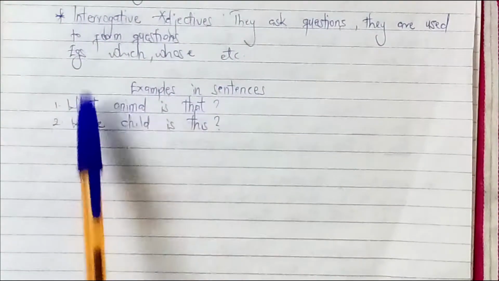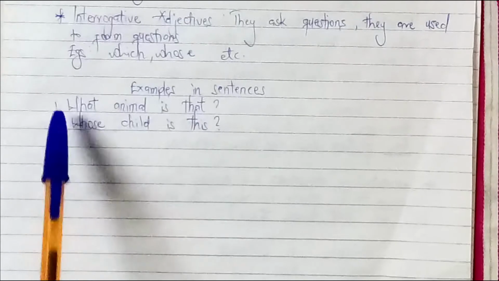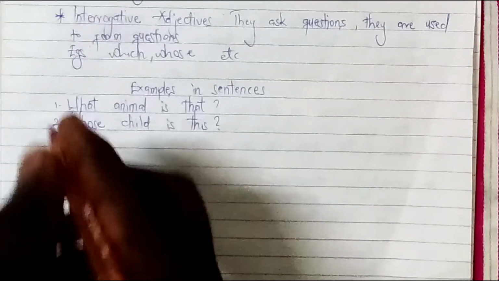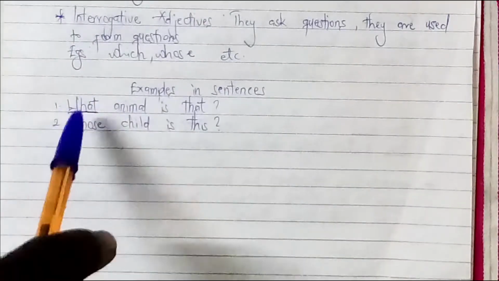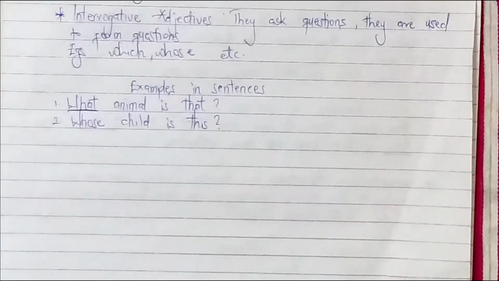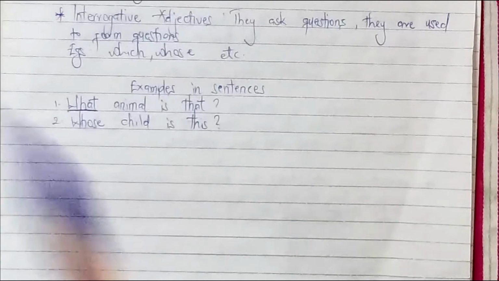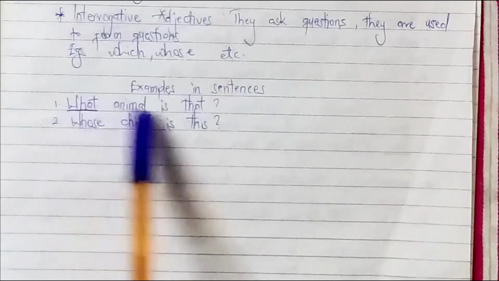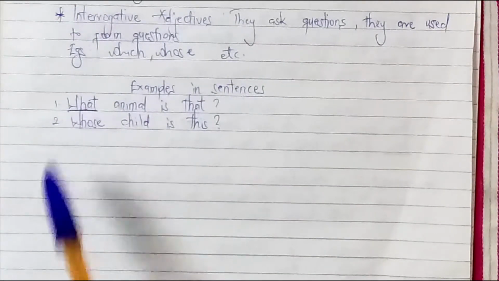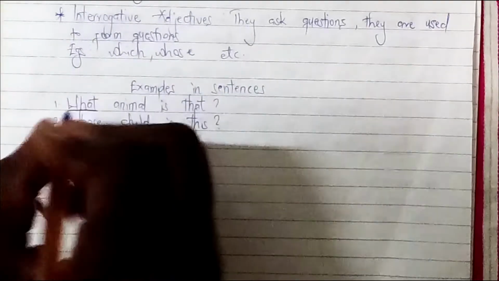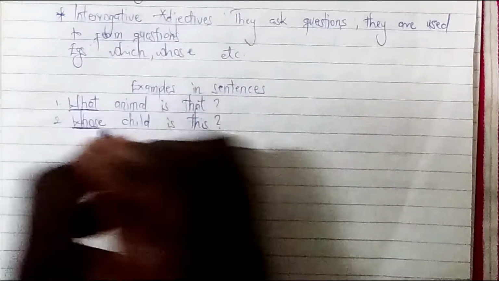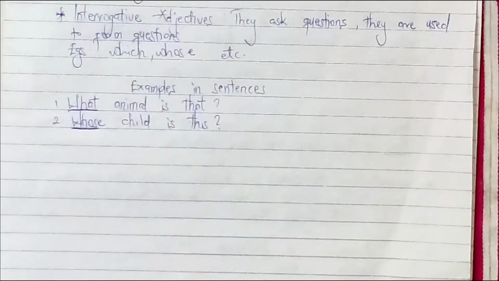Great. So examples in sentences. Example 1. What animal is that? What is an example of an interrogative adjective. It is asking a question, and that is why there is a question mark after the sentence. Example 2. Whose child is this? Whose is also an example of an interrogative adjective, and so it ends with a question mark.